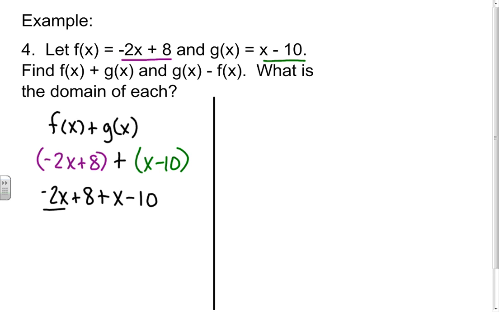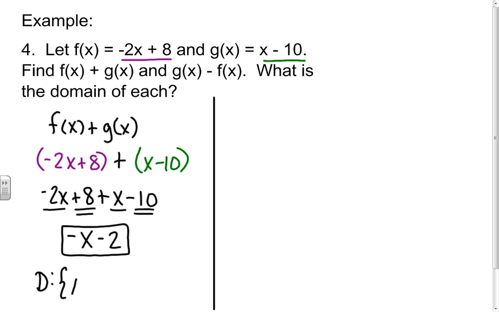Combine like terms, negative 2x plus x is negative 1x. 8 minus 10 is negative 2. For the domain, x is an element of the reals with no restrictions because I don't have denominators and I don't have square roots.